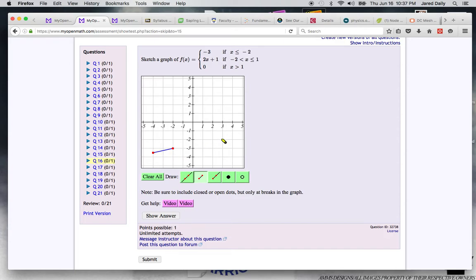Why is it drawing a line? Let's see here. I want to draw the closed dot. There we go, closed dot. So I go to x equals -2 and y equals -3 right at that point, and I put that in there. Okay, so my closed dot.